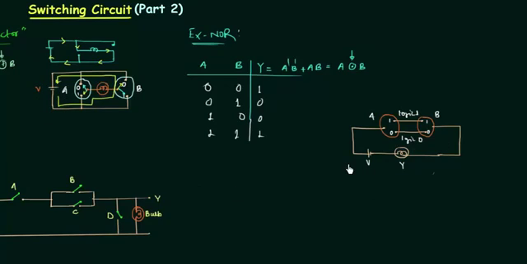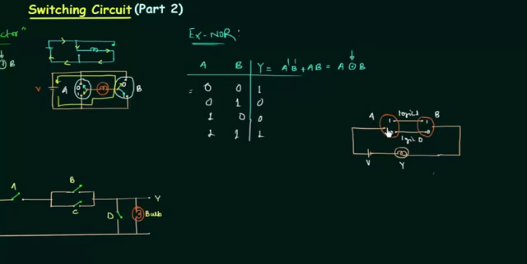This is quite straightforward. If I consider the first case, when A is 0, B is 0, it means A is connected to 0 and B is connected to 0, then simply the circuit is complete and bulb will glow. For the second case, when A is 0 and B is 1, A is connected to 0 and B is connected to 1, the circuit is now open and there will be no current through bulb.